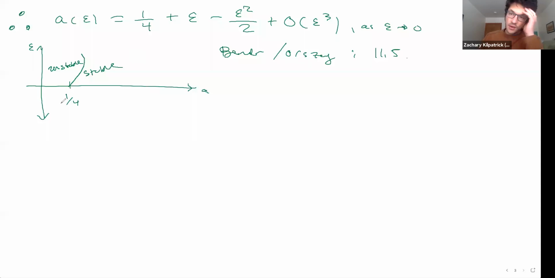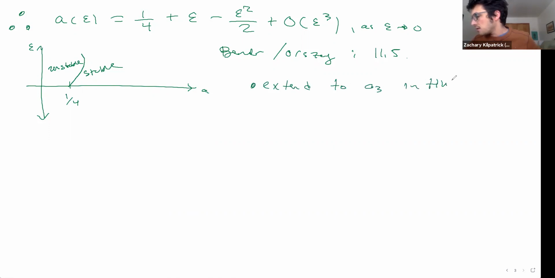And we can do this around all of these special points of secularity here. We can perform these perturbation expansions around them. And there's a general way to extend it to arbitrary n in this case. But basically in the homework, you'll extend to A3.